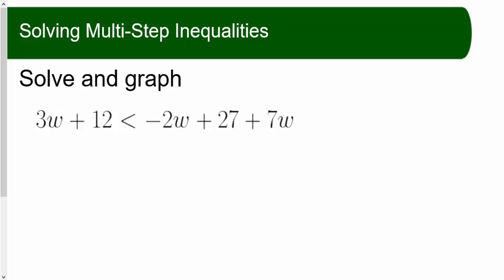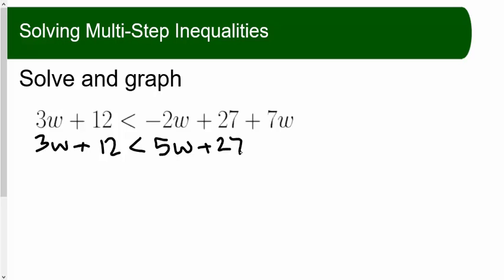Okay, let's solve this next inequality. Notice there are variables on both sides, but what I want to do is simplify the right side of that inequality as much as I can before I start moving things around. So I have 3w plus 12, and that's going to be less than negative 2w plus 7w is 5w plus 27.